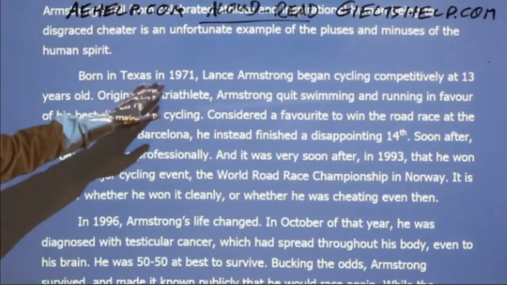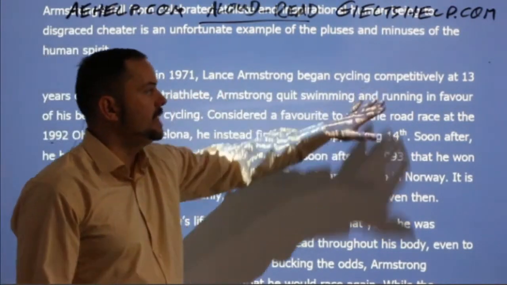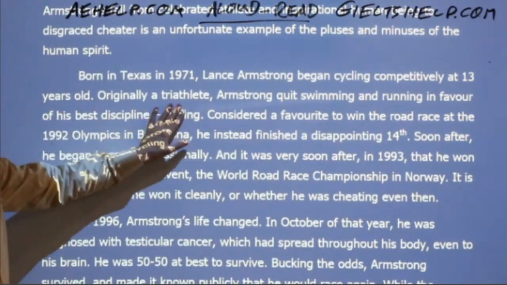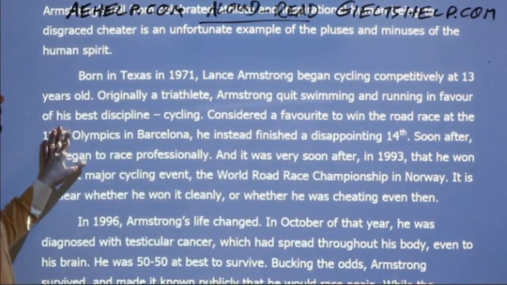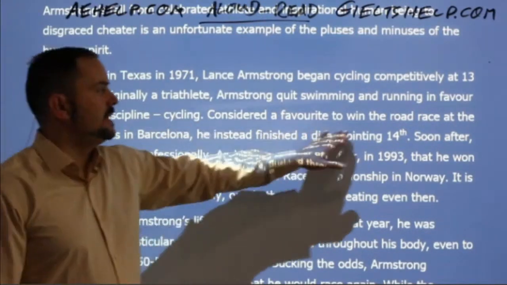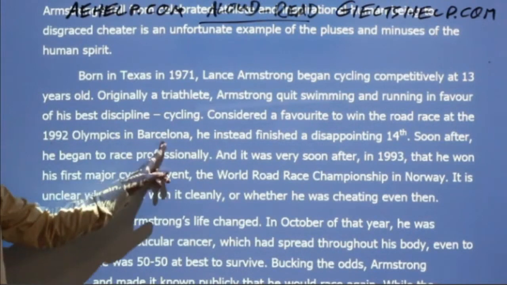Born in Texas in 1971, Lance Armstrong began cycling competitively at 13 years old. Originally a triathlete, Armstrong quit swimming and running in favor of his best discipline, cycling. Considered a favorite to win the road race at the 1992 Olympics in Barcelona.